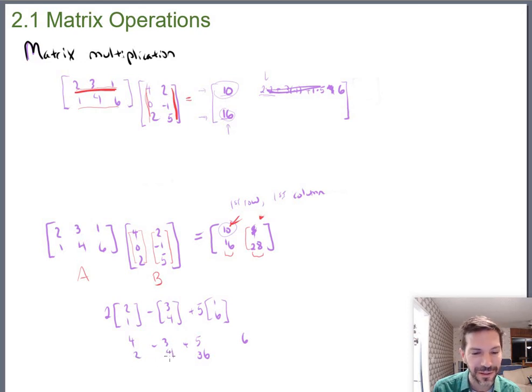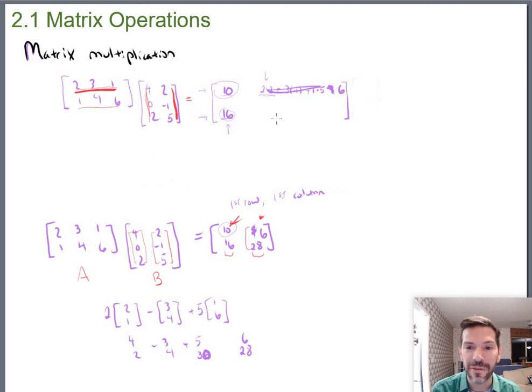2 minus 4, -2 is 36. I clearly cannot be trusted with a pen tonight. Okay, that's 5 times 6 is 30. 2 minus 4 is -2, plus 30 is 28. Okay. So I should have a 6 there. Yikes. Okay.